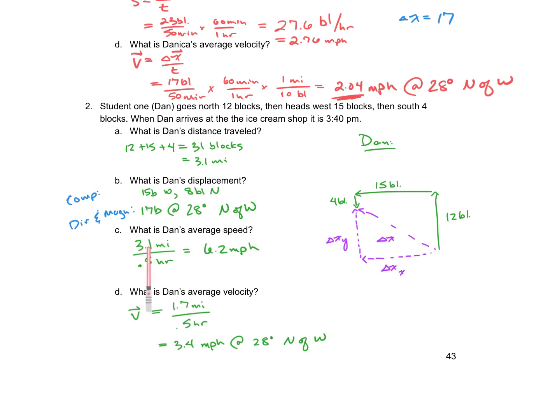So since he went a farther distance in a shorter time, I would expect his speed to be higher, and it is. It's 6.2 miles per hour. And then, similarly, because his time was shorter, here's his displacement, here's his time. Displacement divided by time in this direction will give you velocity. So there's Dan.